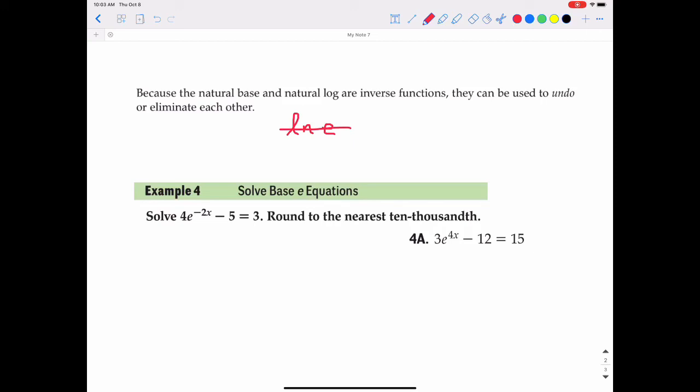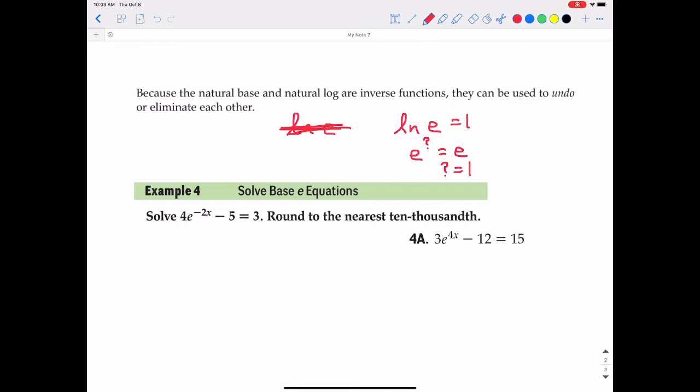The reason for that is, what is the natural log of the natural number? Well, that would literally mean you're trying to find e to what power equals e. Well, that would have to be to the first power. So the ln of e would literally equal 1. And then if you have 1 times something in the equation, you wouldn't need the 1 anymore. So that's why it seems like the ln and e cancel each other out.